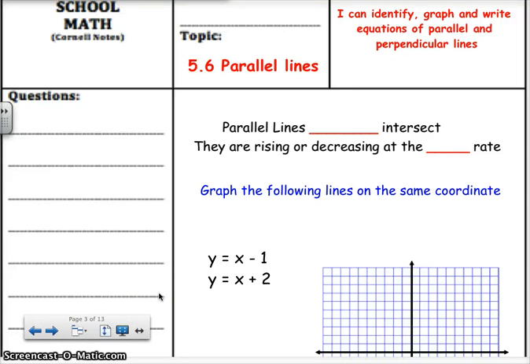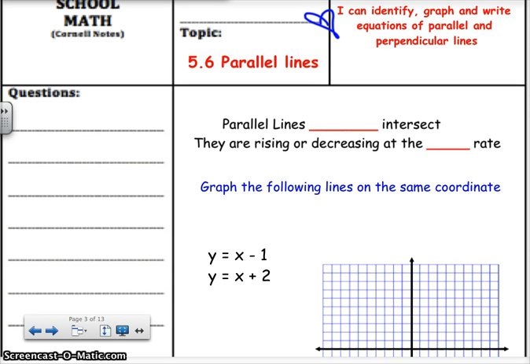Okay, so we're going to talk about parallel lines today, the first part of 5-6. Your learning target: you can identify, graph, and write equations of parallel and perpendicular lines. Today, all you're going to be able to do is identify parallel lines. That's my learning target for you today. Love this. This is fun.